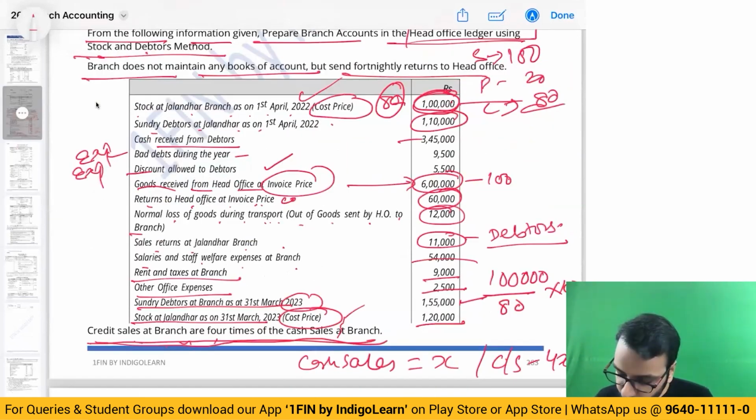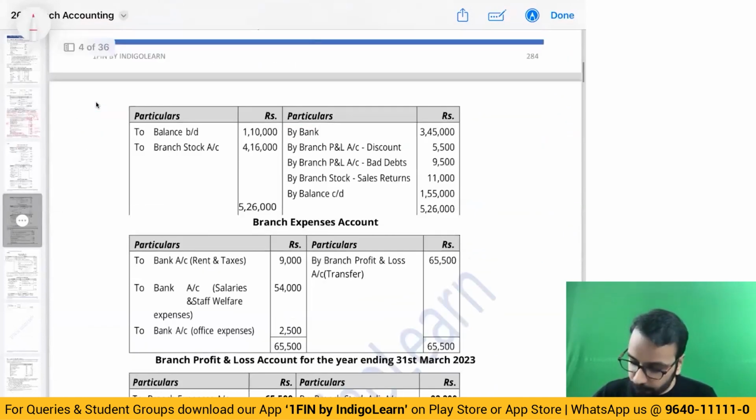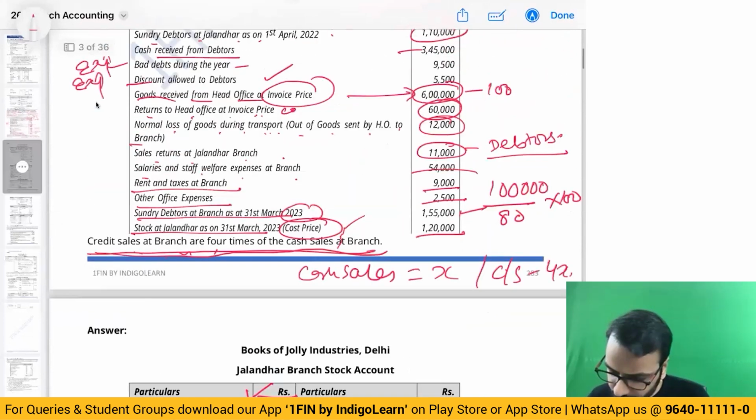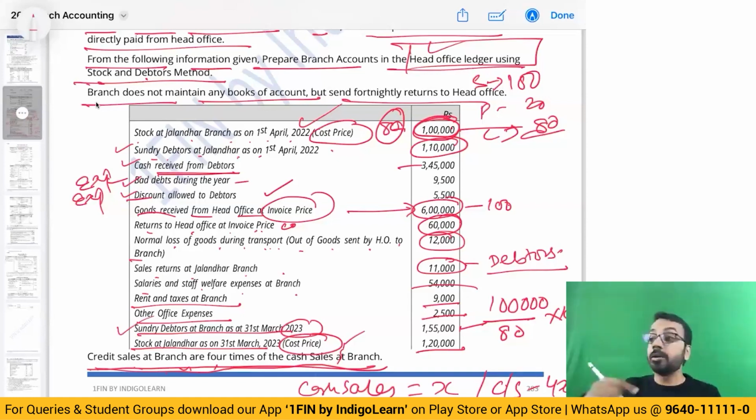Okay. Then they have not given the sales account. So to prepare the sales account, we need the debtors account. We need to prepare the debtors account. Did we miss the information? Just a second. Opening stock is there. Opening debtors is there. Cash receipt from debtors is there. So by using the debtors, cash receipt from debtors, bad debts, discount allowed, and closing balance of sundry debtors, by using all of this information, the balancing figure we can say is our sales. And also here you have goods return, sales return also.